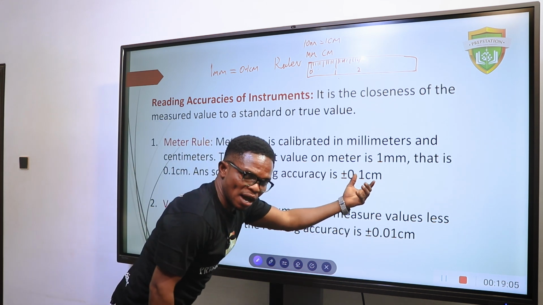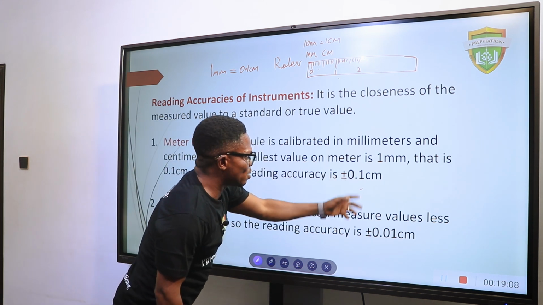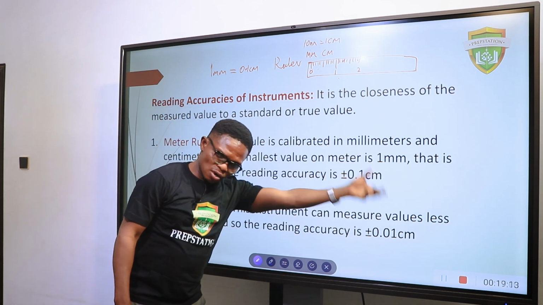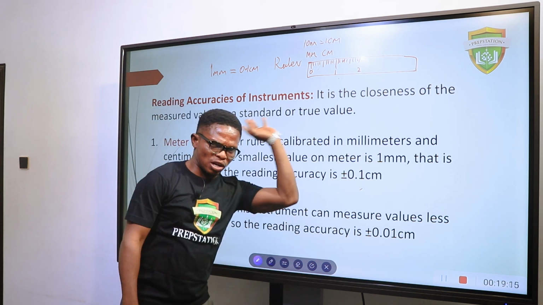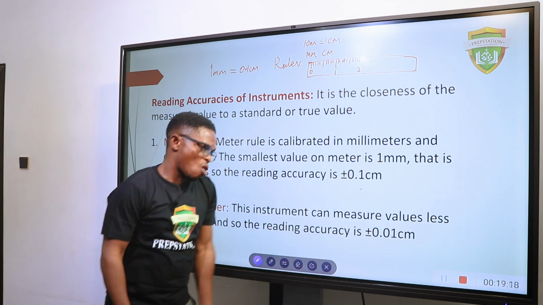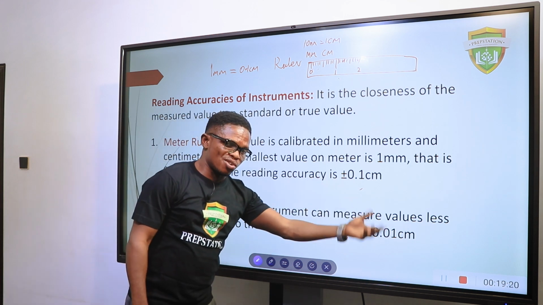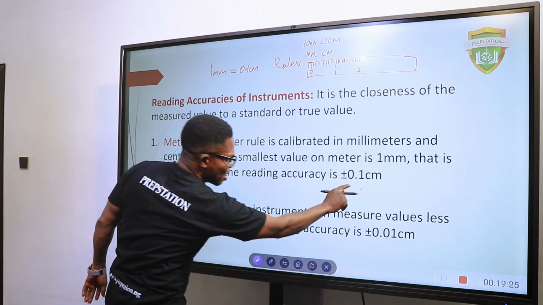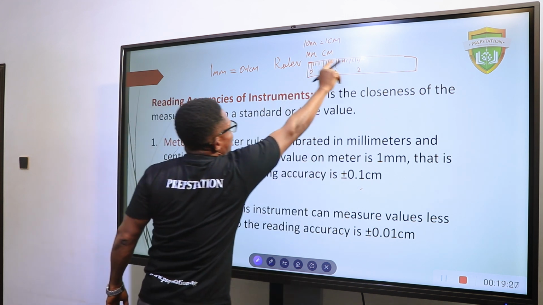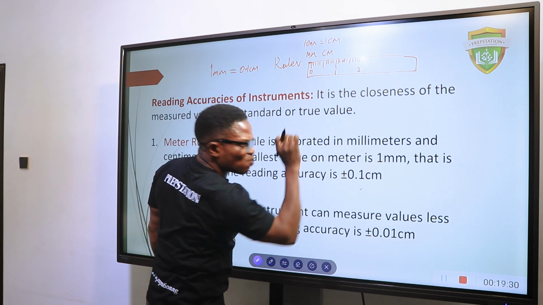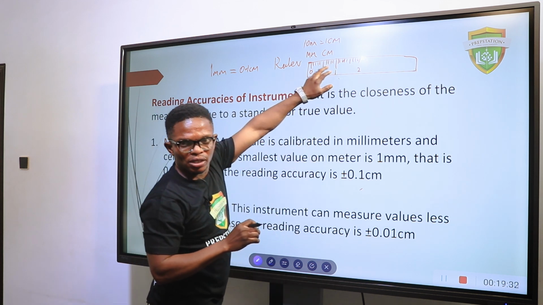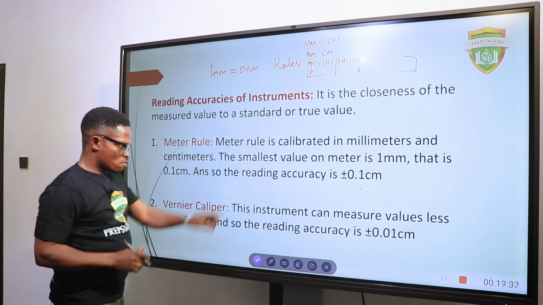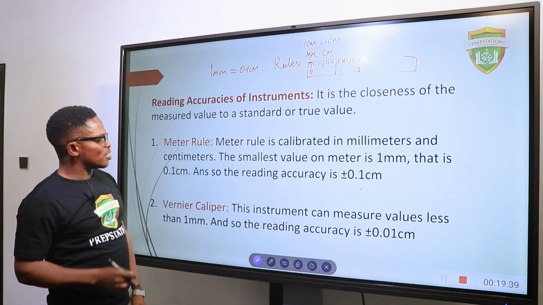So that is how we got this value: plus or minus 0.1 centimeter. That means for every measurement from the meter rule, you either have an addition of 0.1 centimeter or a decrease of 0.1 centimeter. So that is the reading accuracy, and I've just told you how I got this: by checking the smallest value that can be measured by a meter rule. So the reading accuracy of the meter rule is 0.1 centimeter.